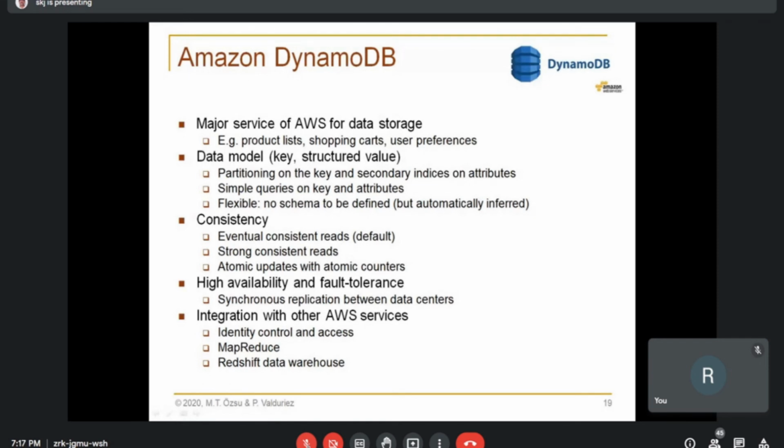Consistency: eventually consistent reads by default, strong consistency read, atomic updates with atomic counters, high availability and fault tolerance. Synchronous replication, integration with other AWS services such as Amazon identity and access control and MapReduce. So for different purposes, this is DynamoDB.